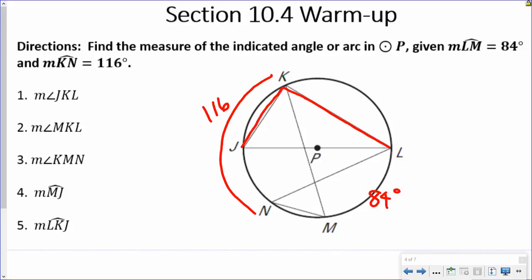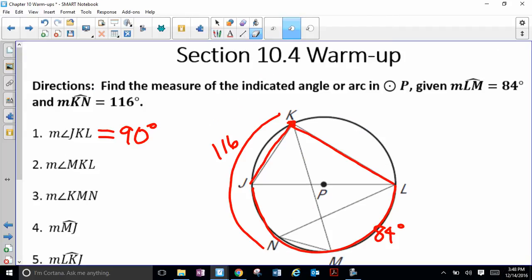JKL. So remember, you ask yourself, where's the vertex? Well, the vertex is on K. So then if you follow it, the arc that we have is JML. Well, notice JL, the endpoints of this angle, are a diameter. So how many degrees is arc JML here? 180. So remember, when the vertex is on the circle, you take its arc, 180, and divide by 2. So that's 90 degrees. It's the measure of that inscribed angle. So let me erase that now.